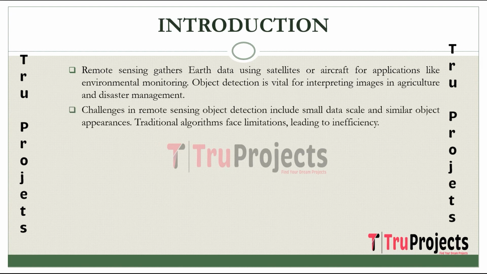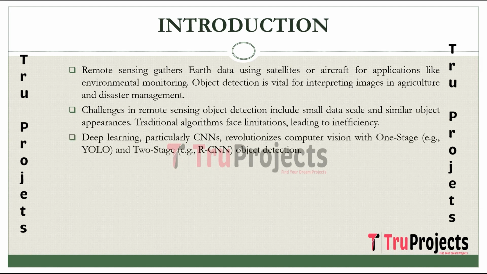Challenges in remote sensing object detection include small data scale, similar appearances of the objects, uneven distribution of targets, and complex backgrounds. Traditional object detection algorithms face limitations in handling remote sensing images due to their low feature extraction capability, especially for deep semantic information. These algorithms involve multiple steps such as feature extraction using methods like SIFT and HOG and classification using SVM or random forest, resulting in inefficiency and suboptimal performance.